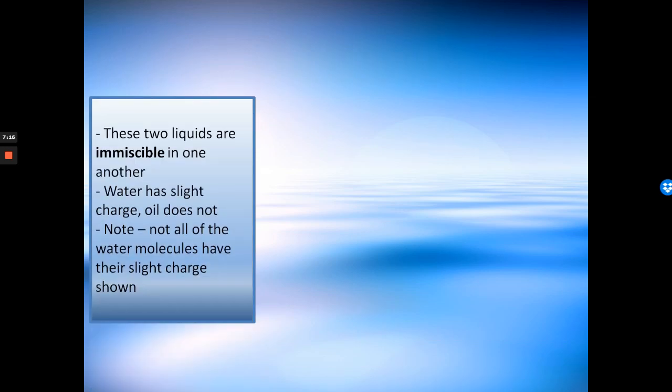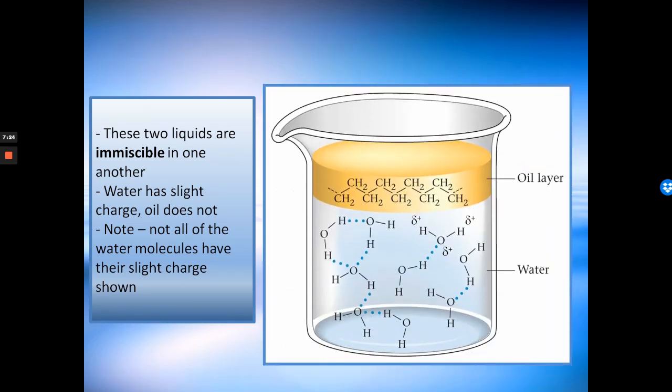So these two liquids are immiscible in one another. Water has a slight charge, oil does not. Note that all of the water molecules have a slight charge, whereas oil is mostly saturated, and it can be unsaturated too, but most are saturated and there's no polar negative or positive to help break up the molecule. So instead, the water molecules just all form these hydrogen bonds with each other.